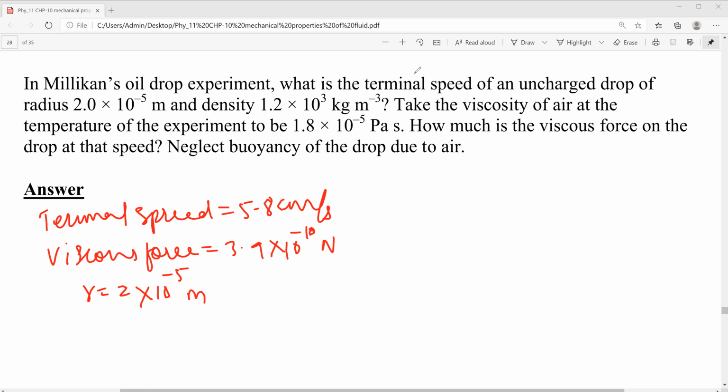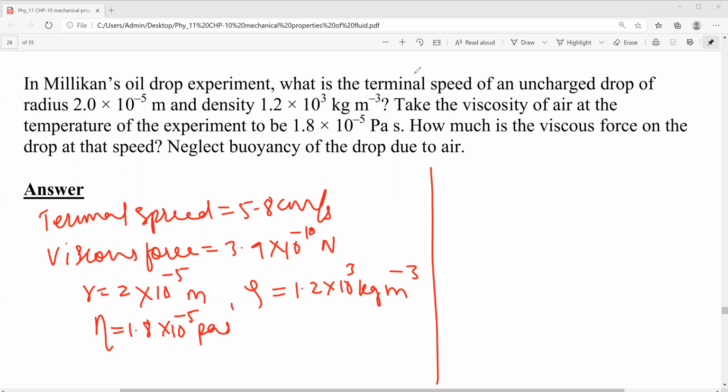Density of the charged drop, that is rho is equal to 1.2 into 10 to the power of 3 kg per meter cube, and the viscosity of air, the eta value they have given, that is 1.8 into 10 to the power of minus 5 Pascal second. So terminal velocity is calculated by using a formula.